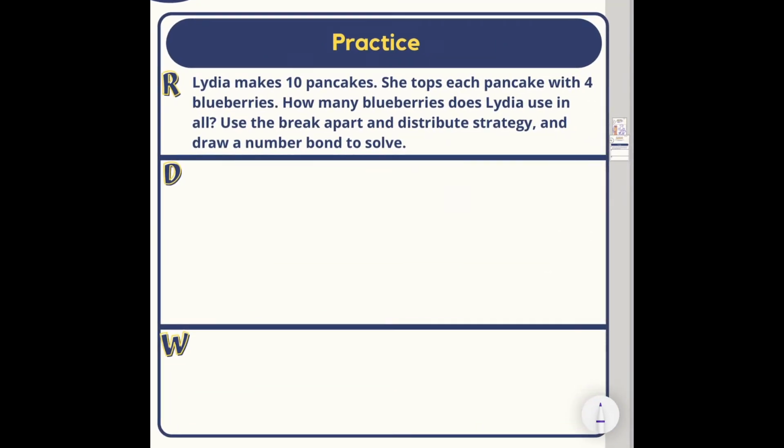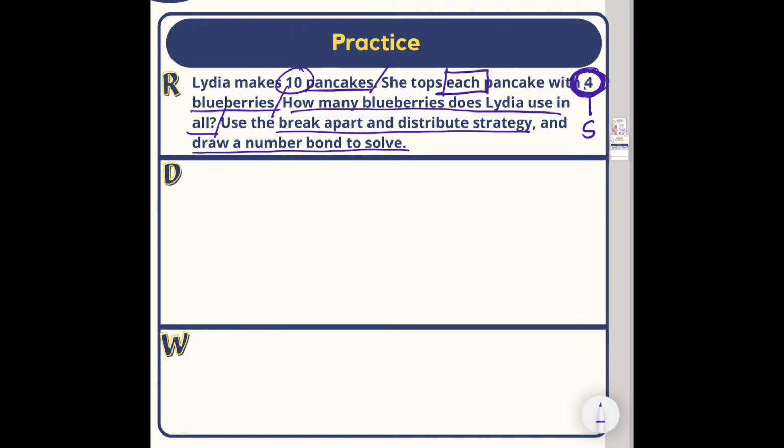It says Lydia makes 10 pancakes. She tops each pancake with 4 blueberries. How many blueberries does Lydia use in all? Use the break apart and distributive strategy and draw a number bond to solve. Okay, so here we have 10 pancakes. She tops each pancake with 4 blueberries. So that means each pancake has 4 blueberries.